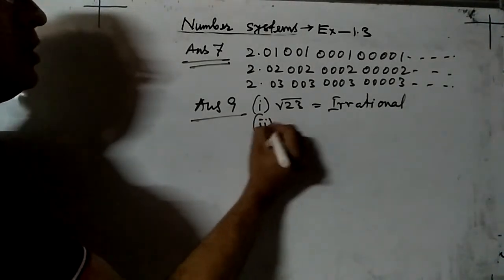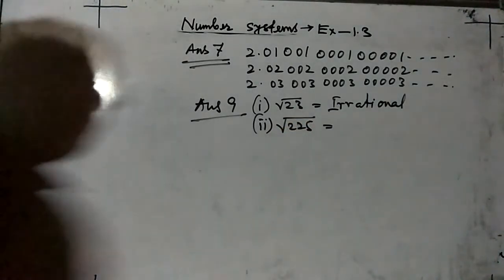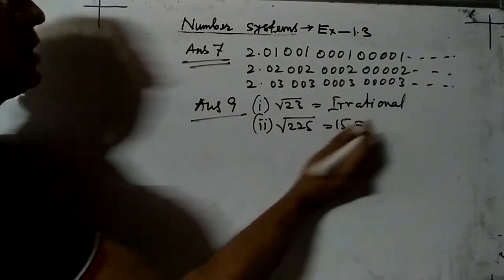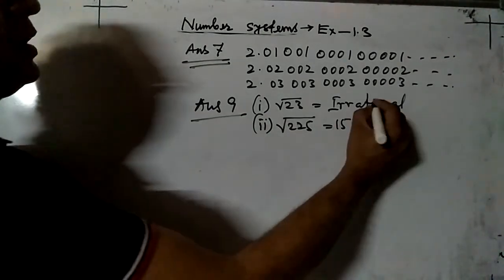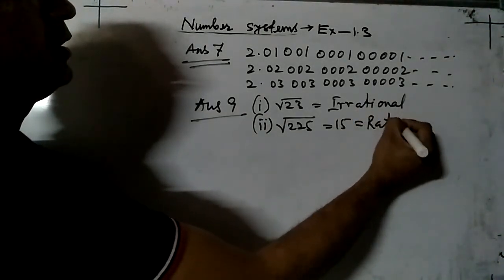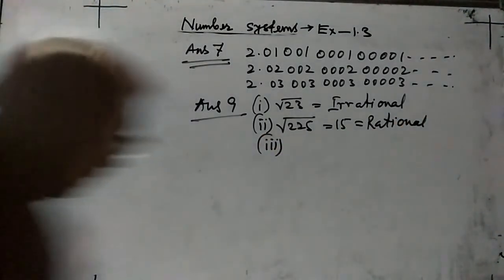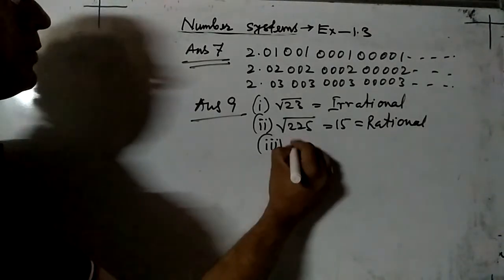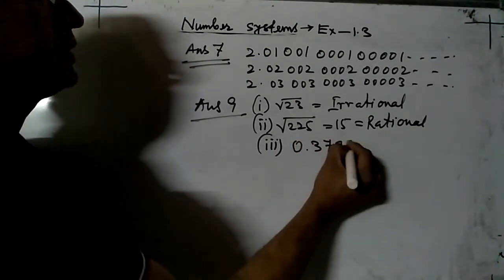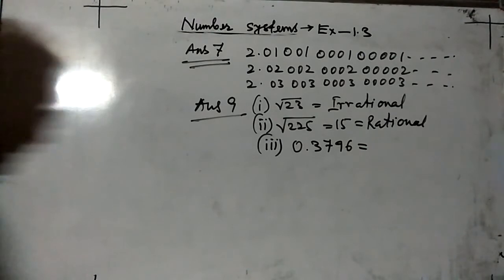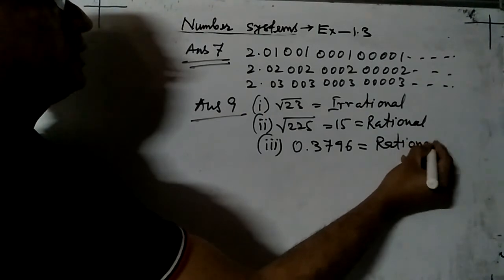Second is root of 225. It is a perfect square number, so the square root of 225 will be 15. So it is not irrational, it is rational, because we can find that root of 225 is 15. Third is 0.3796. It is a terminating decimal, so it is rational.